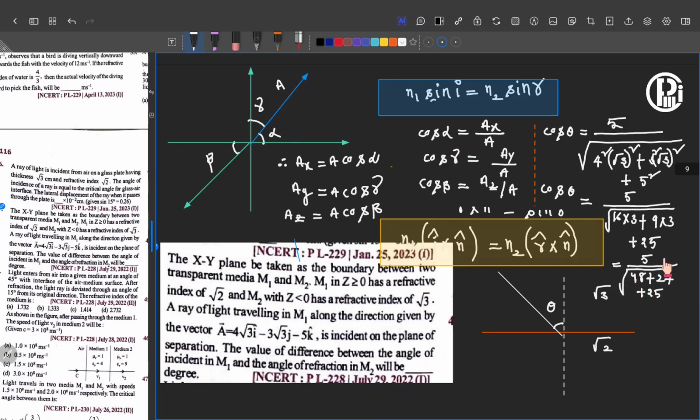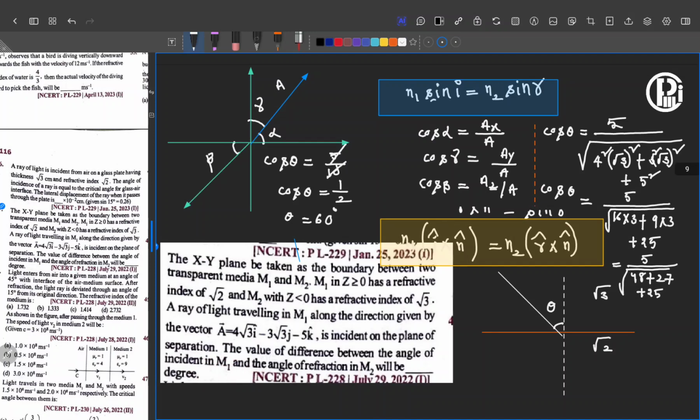So let me rub it, no need of it again. Therefore cos theta is equal to 5 by root 100, which is 5 by 10. Cos theta is equal to 1 by 2, therefore theta is equal to 60 degrees. Therefore you have to find out the difference between the angle of incidence and the angle of refraction.